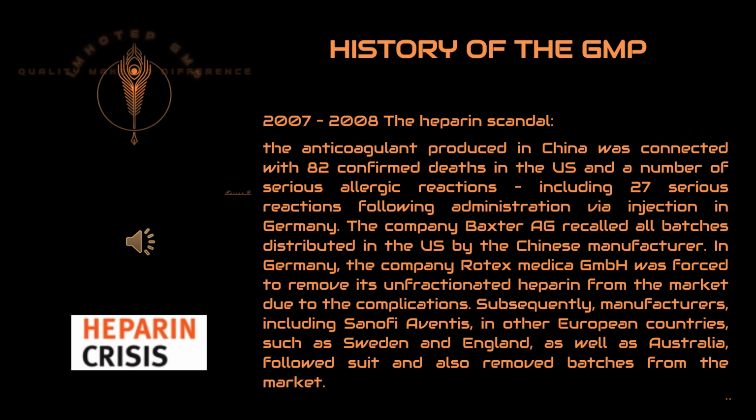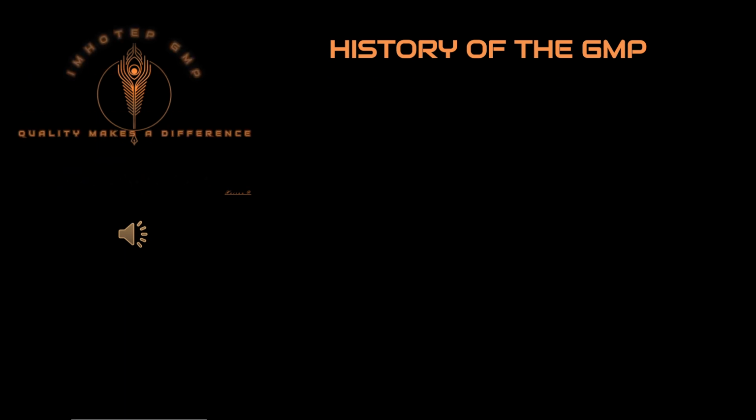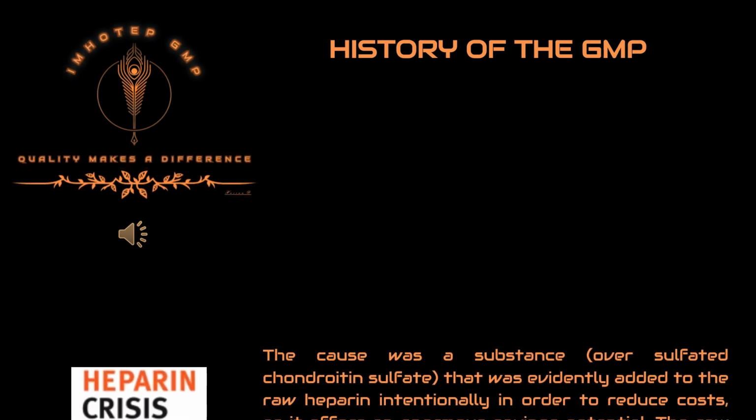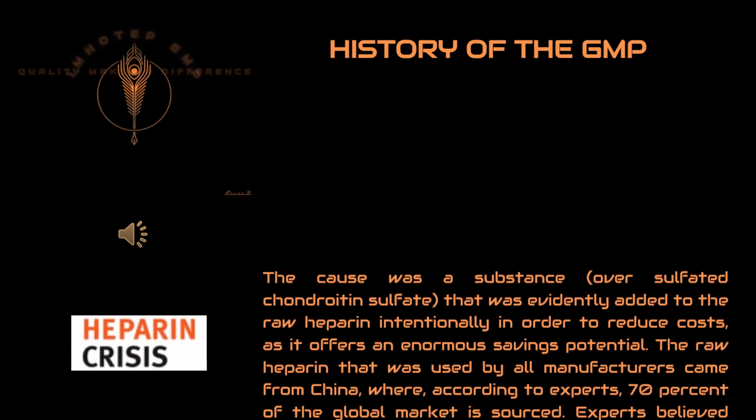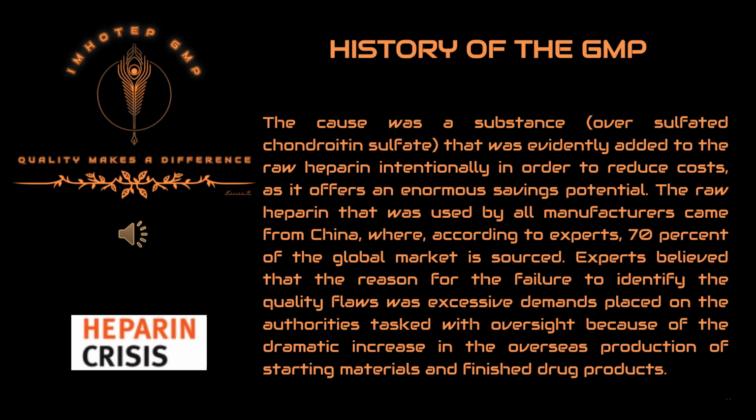Subsequently, manufacturers, including Sanofi Aventis, in other European countries, such as Sweden and England, as well as Australia, followed suit and also removed batches from the market. The cause was a substance, over-sulfated chondroitin sulfate, that was evidently added to the raw heparin intentionally in order to reduce costs, as it offers an enormous savings potential.